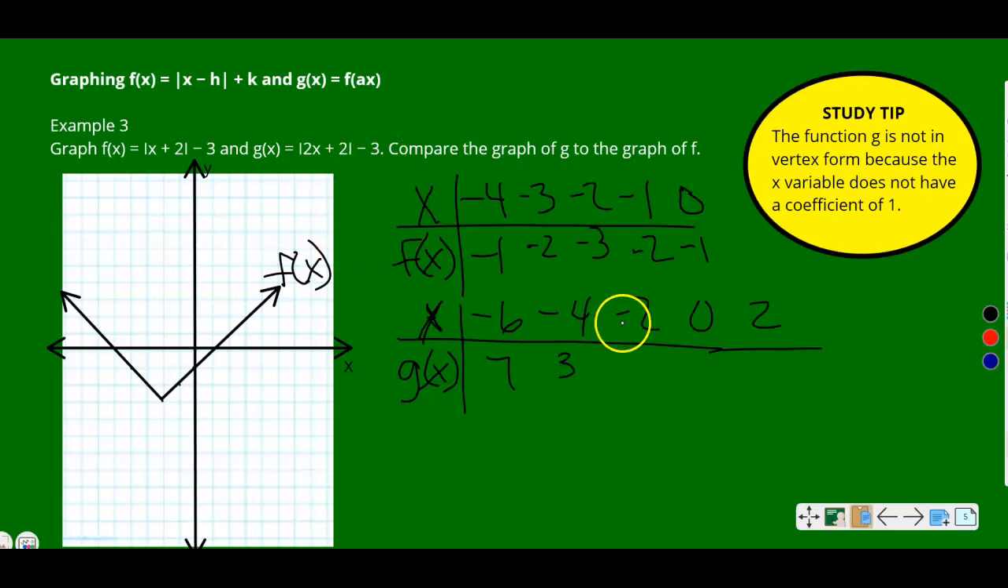Take negative 2, let's plug that in. Negative 2 times 2 is negative 4. Negative 4 plus 2 is negative 2. Absolute value of that is 2. 2 minus 3 is negative 1.